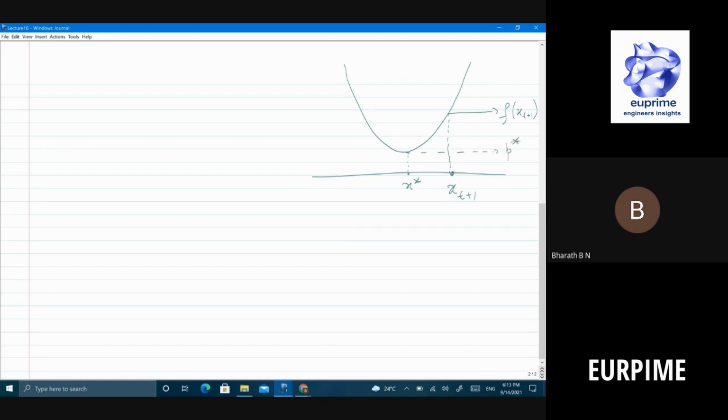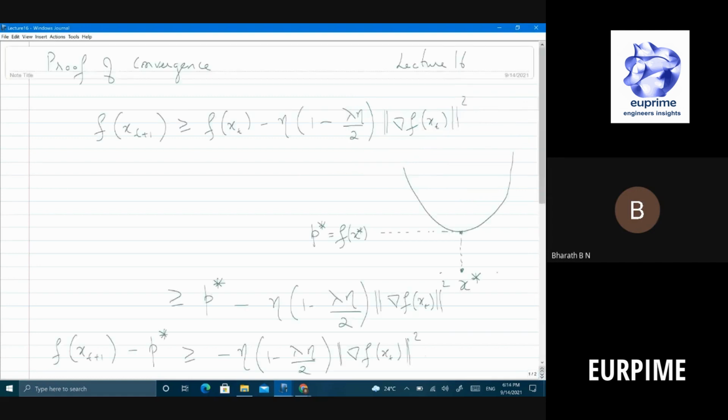So f of x_{t+1} minus p star is your gap, right? In fact, when you are doing some machine learning task wherein you are figuring out what the neural network is, you will be doing some updates, gradient updates. Each time you do a gradient update, you get a new neural network. So after t plus 1 steps, you get a new neural network, let me call that x_{t+1}. Now, the loss for that particular neural network minus the best loss is the gap. So this is the gap that we are looking at. We are saying the gap is greater than or equal to something, right? That's what we are trying to say here.